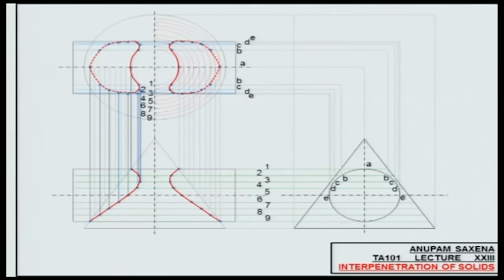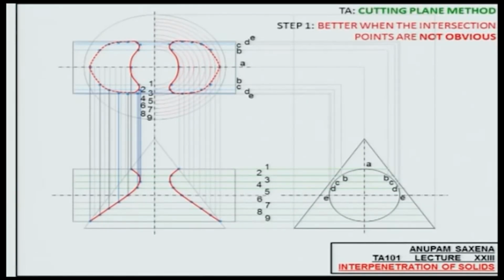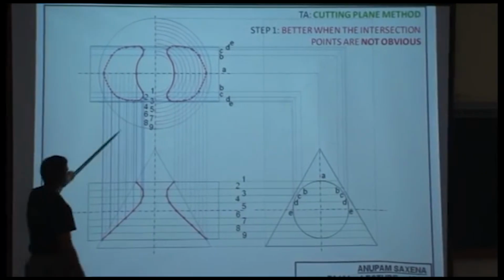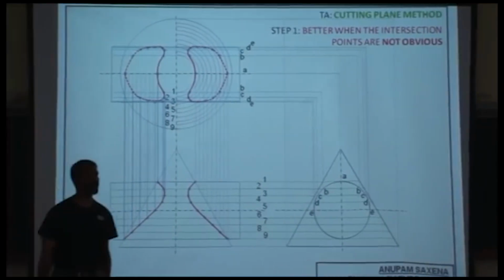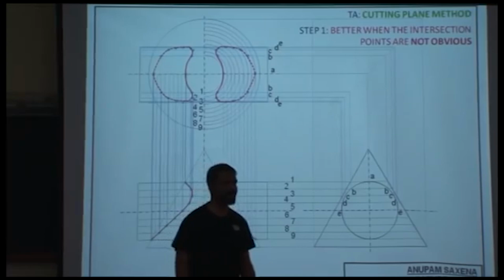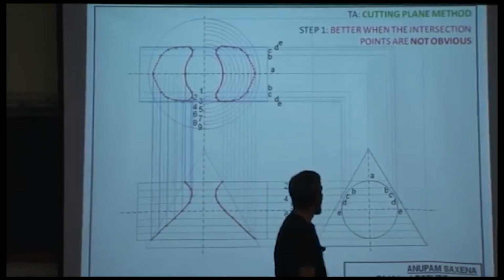All right. So this was the select line method or the generator method, and it works only when the intersection points are obvious in one of the views. The other method was the cutting plane method. Look at these views for example, and the method works better when the intersection points are not obvious, and I'll give you an example later today.